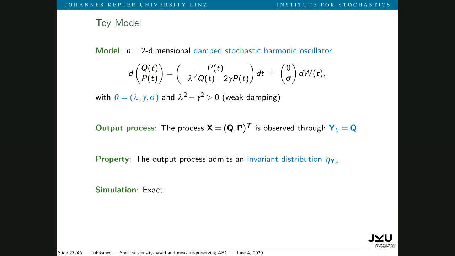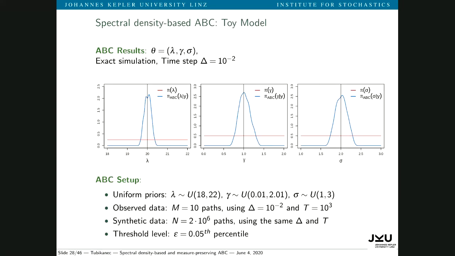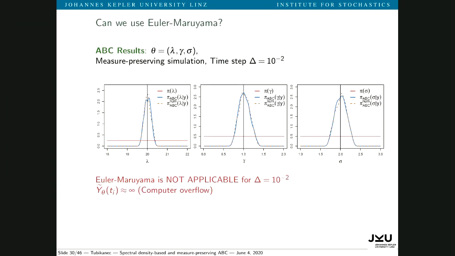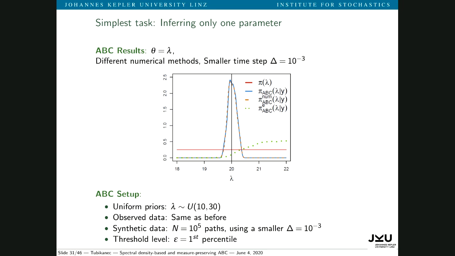So, on slide 31, you were comparing the posterior using the Euler-Maruyama non-preserving method, and the numeric method based on the measure preserving approach. Yes. But with Euler-Maruyama, I would just wonder if the comparison is fair in terms of the epsilon that you chose, because with Euler-Maruyama you chose the first percentile, and previously you had the 0.05 percentile.